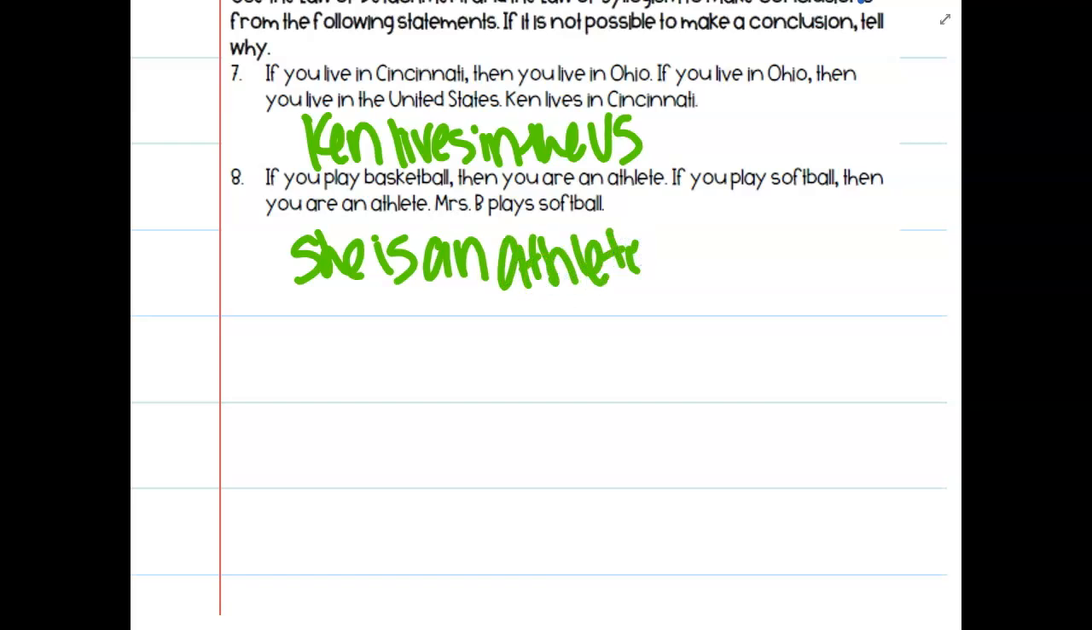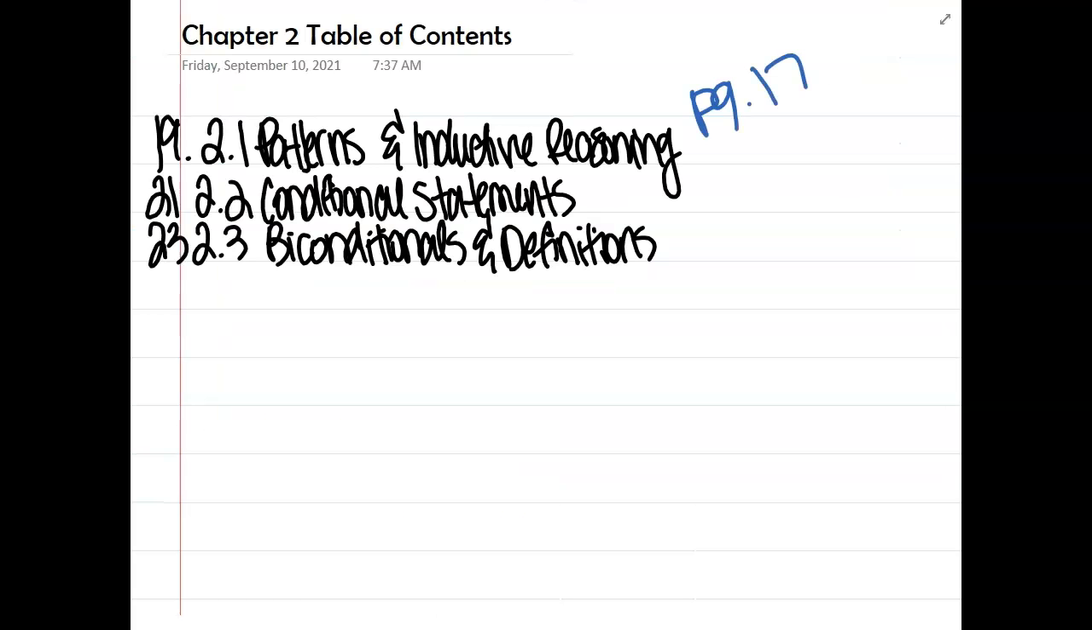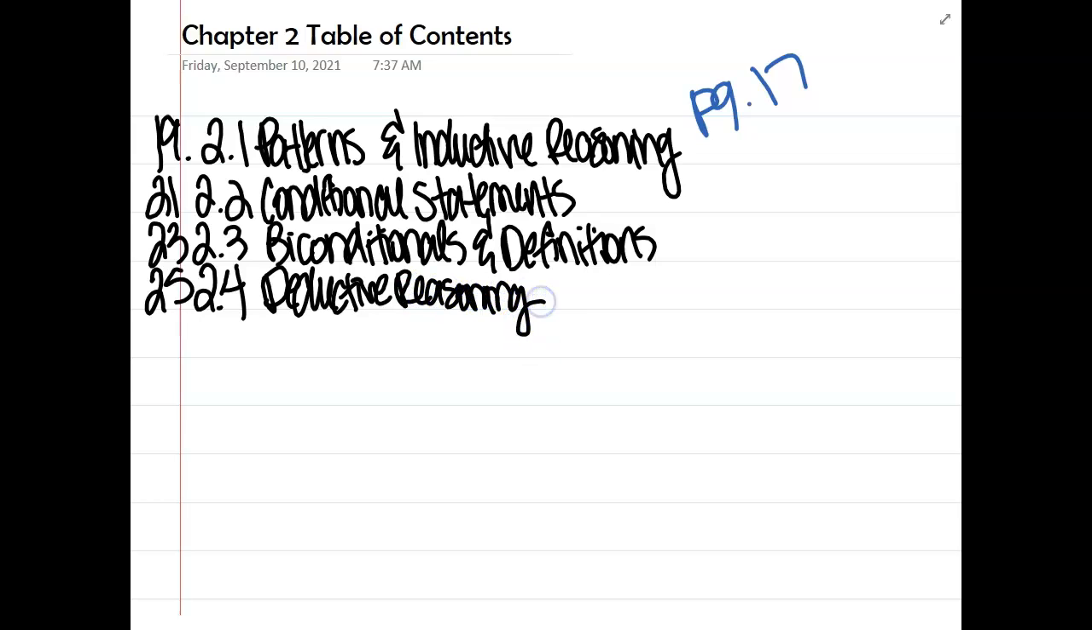Good. Okay, pretty easy today. Okay, let's get both of these glued in. That first one is going to get glued into page 25. This is section 2.4, and we're talking about deductive reasoning.